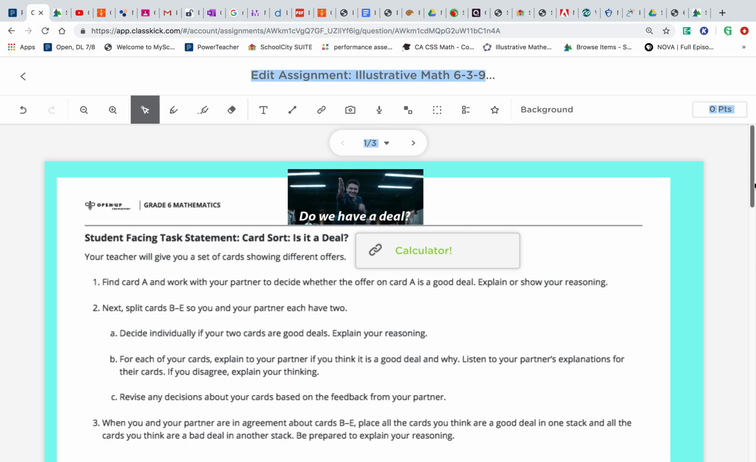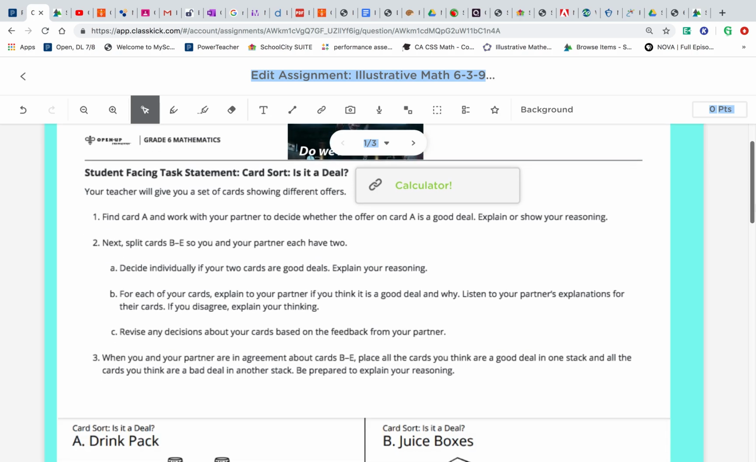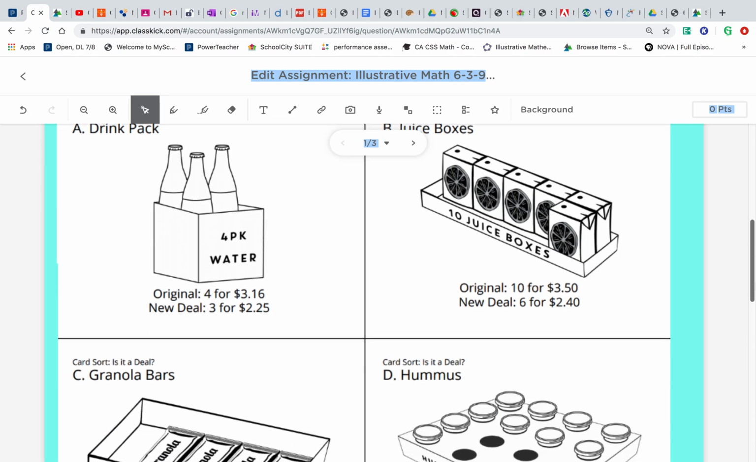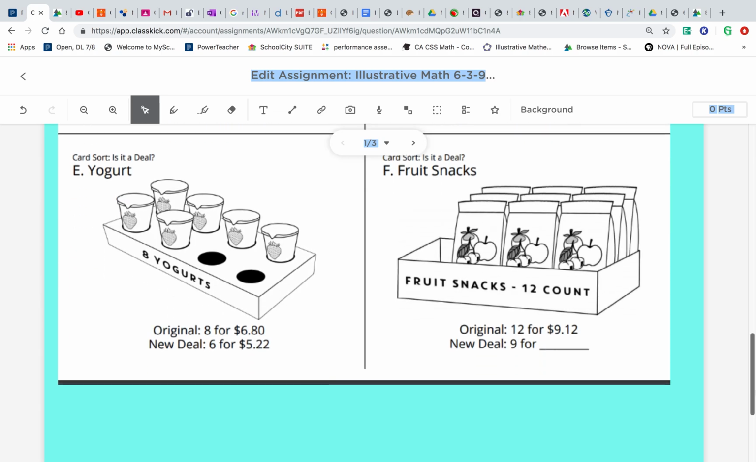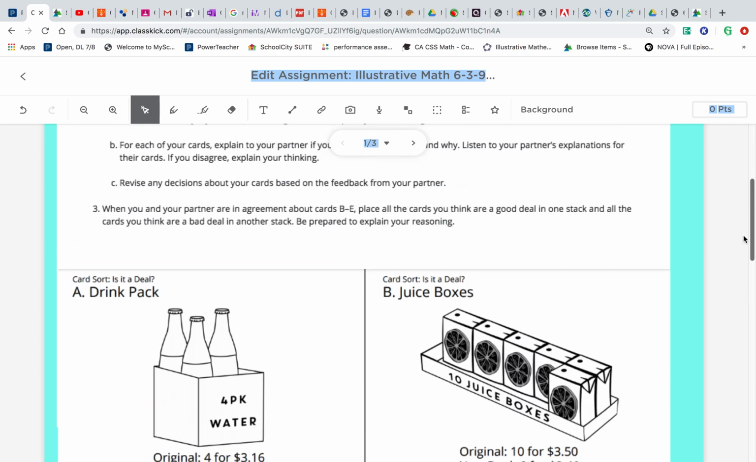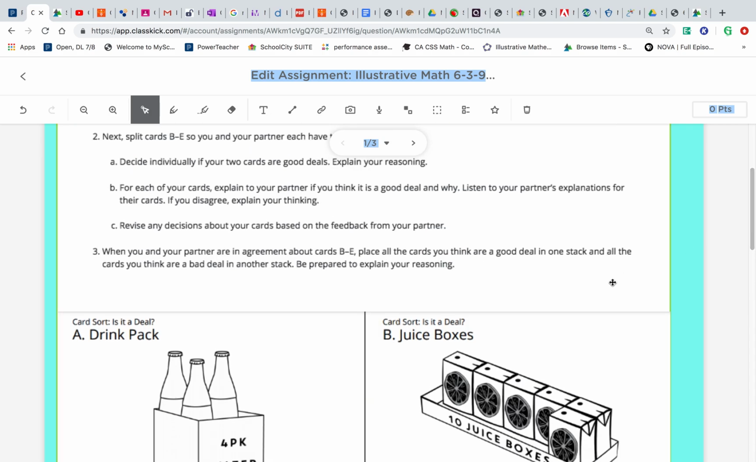Okay, so this is an activity we've done in class, and you all would have been working with your partners, and you wouldn't have had to be responsible for all of these cards, which you can see here. Here is everything that you were going to be working with. Okay, and so we want to try to figure out if we have a good deal or not.